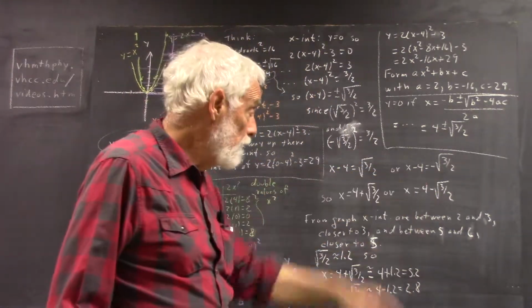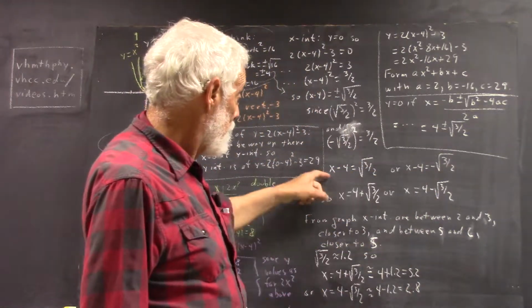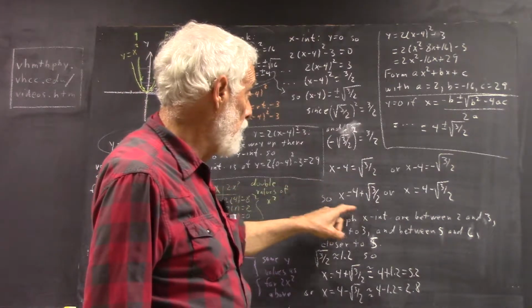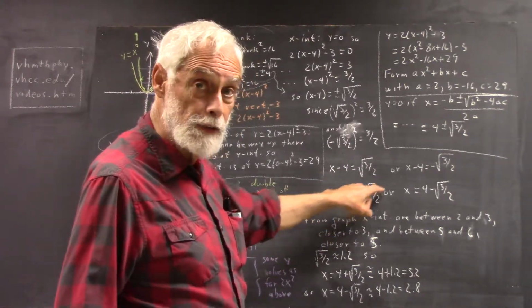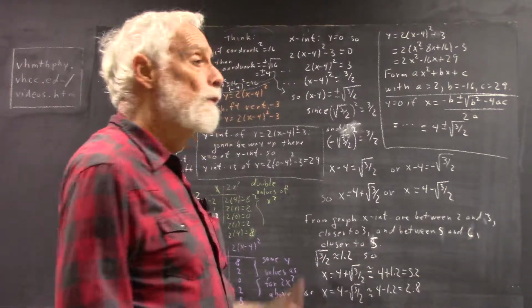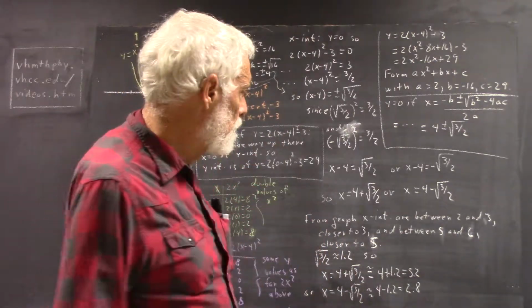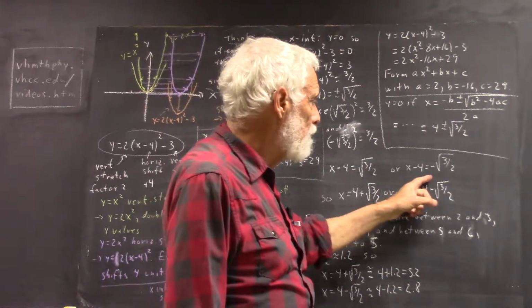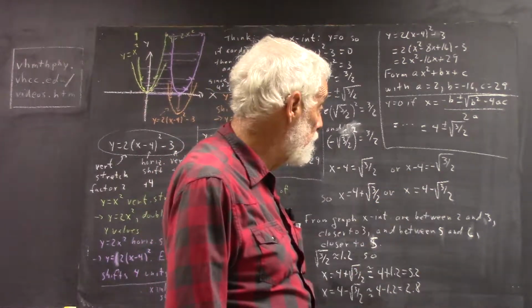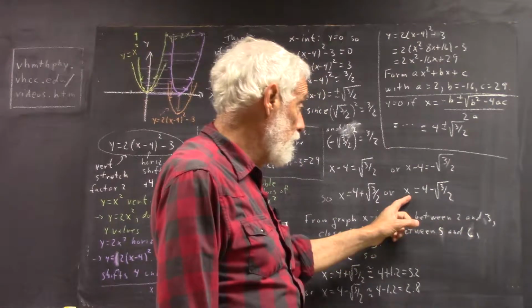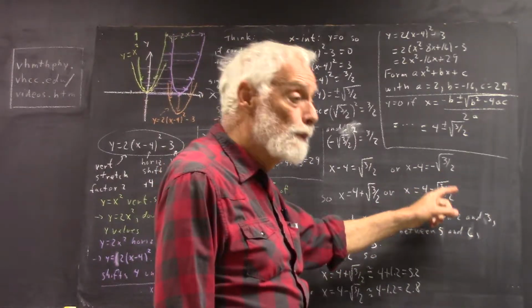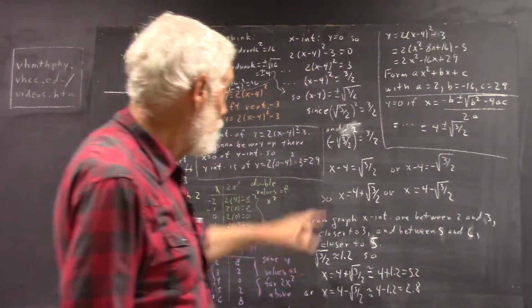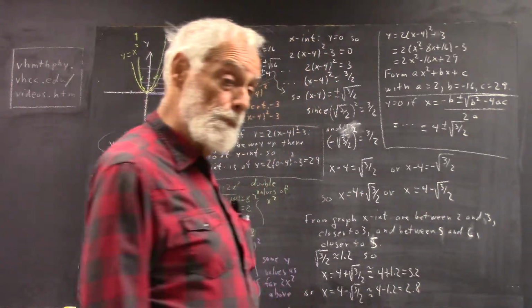And now it's very easy to solve for x. Okay, if x minus 4 is the square root of 3/2, then add 4 to both sides, you get x equals 4 plus the square root of 3/2. And if x minus 4 is negative square root of 3/2, then adding 4 to both sides gives x equals 4 minus the square root of 3/2. So those are solutions for x.